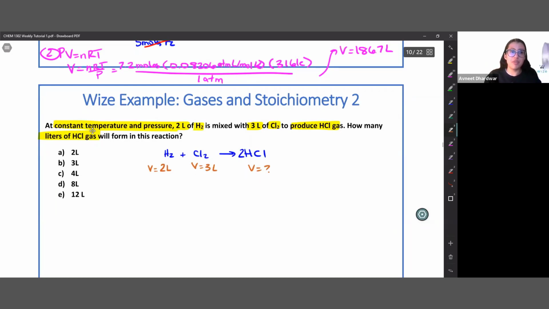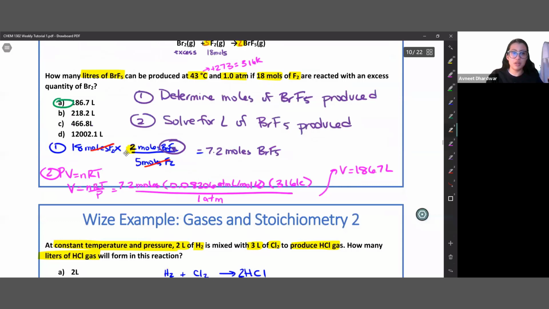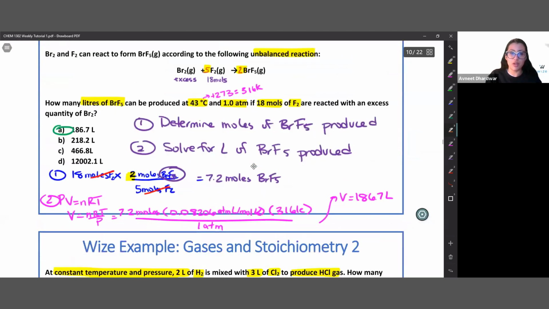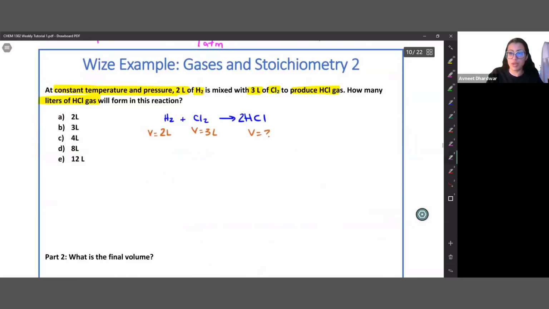So here we're told that there's constant temperature and pressure. So if we look up, whenever you have constant temperature and pressure, you can treat volume as moles. And again, if you forgot that, or if you want a way to remember that, you can just use the PV = nRT method that we saw. So temperature and pressure and R are constants. You want to move that to the right side. So V, divide both sides by P, and then divide both sides by n since it's not a constant.